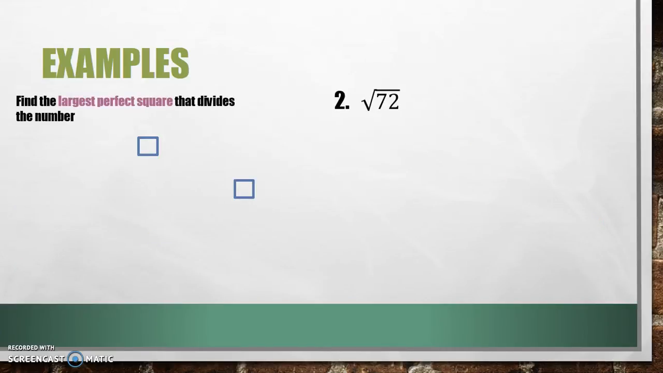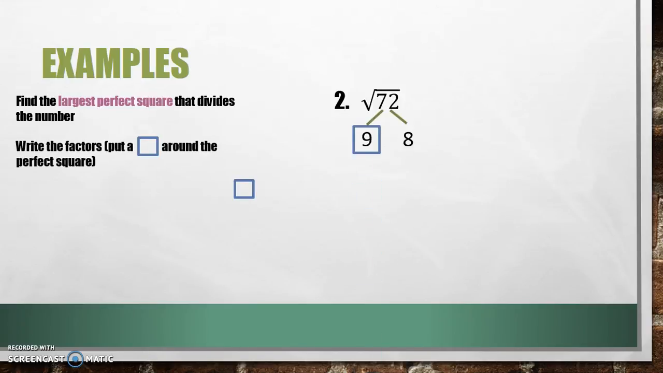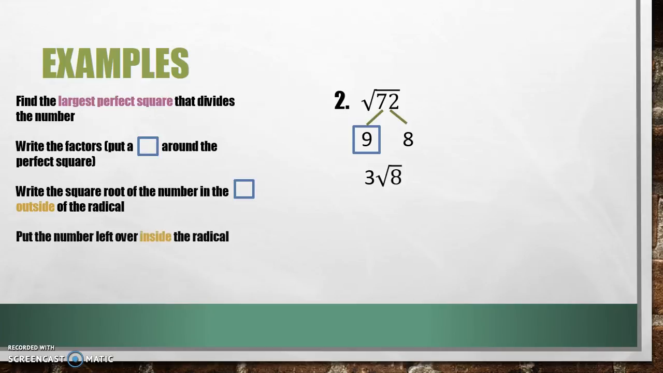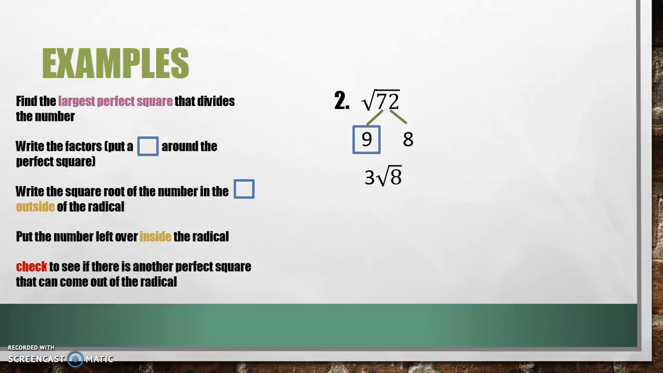So for the square root of 72, the largest perfect square that divides it, we're looking at 9 times 8. So we put a square around the 9, take the square root of that number, which is 3, and we put the 8 on the inside of the radical. Check to see if there's another perfect square that can come out of the radical. Well, if we look at this, 8 divides into 4 and 2, so we didn't find the largest perfect square in the first place, but that's okay because I can repeat the process.